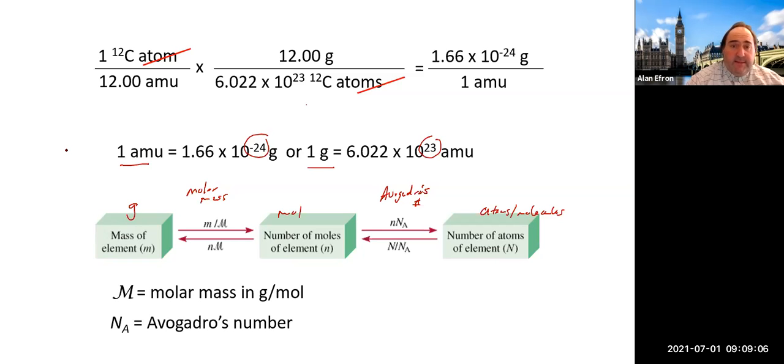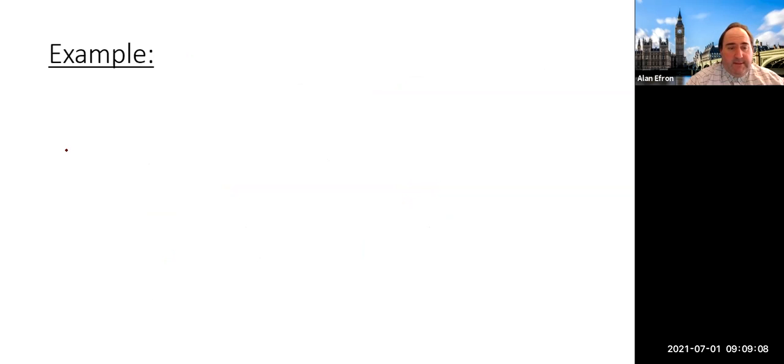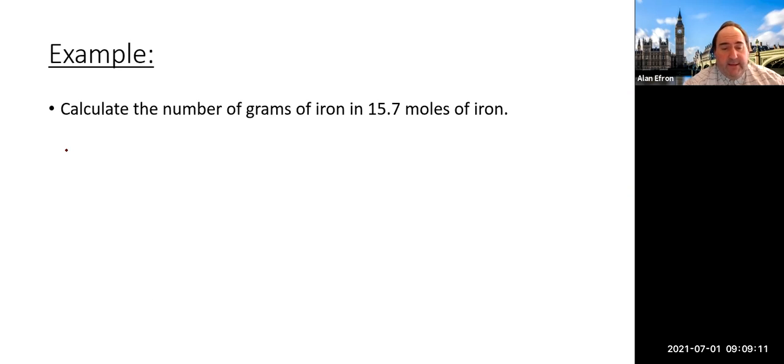Okay, so let's take a look at one here. Calculate the number of grams of iron there are in 15.7 moles of iron. Why don't you take a second and see what you come up with. In case you don't have a periodic table, if we look at iron up there, it looks like 55.85. Take a moment and see what you come up with. Calculate the number of grams in 15.7 moles.